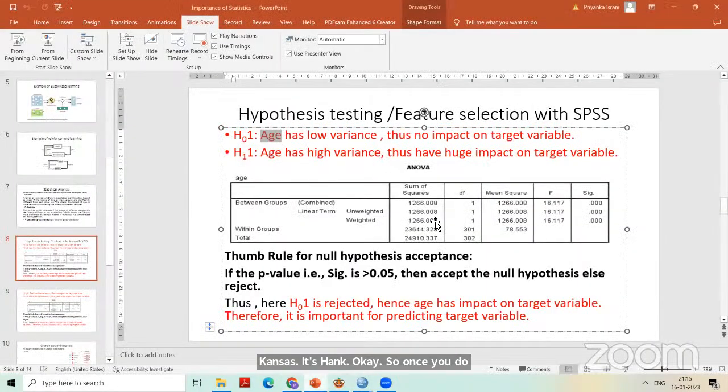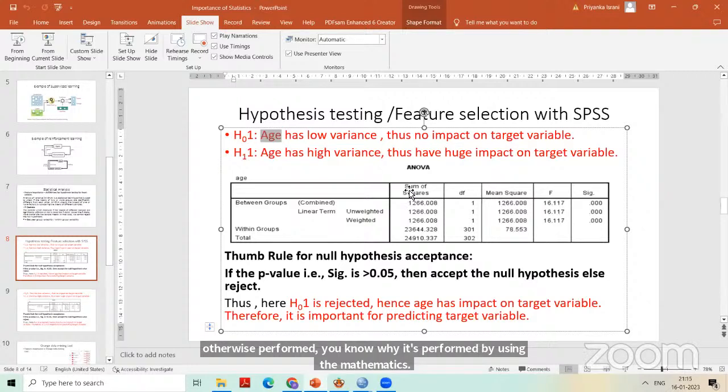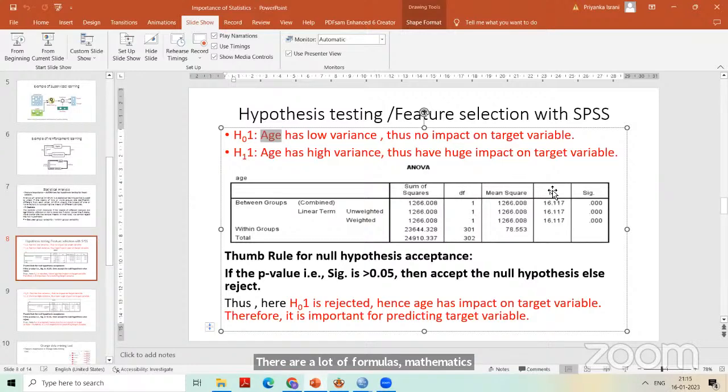Okay, back to the slides. I don't want to waste time. Once you click OK after selecting age in ANOVA, you will get this table. I've already kept the output with me to explain to you. Now see, behind the scenes ANOVA is performed using mathematics. There are a lot of formulas, but we are interested in this F statistic. Now, what is this F statistic?